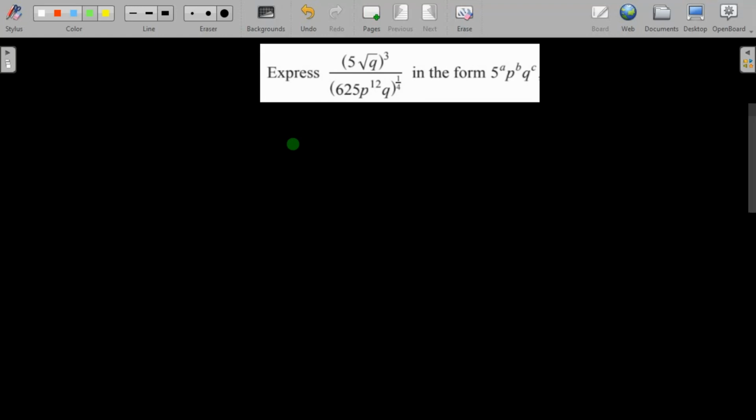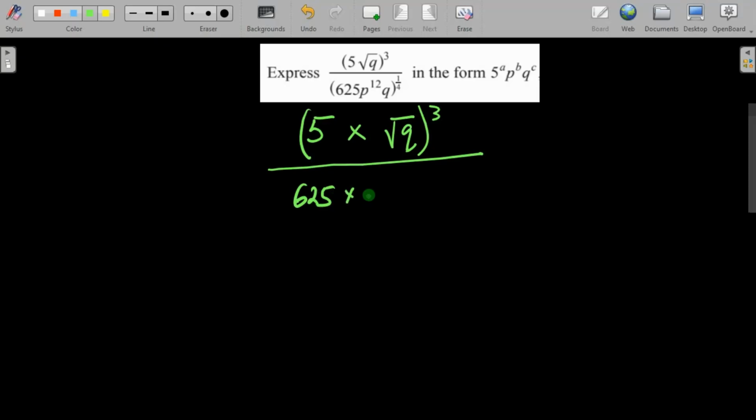Express (5 times the square root of q) all raised to the power 3, divided by (625 p raised to the power 12 q) all to the power 1 over 4, in the form of 5 raised to the power a, p raised to the power b, and q raised to the power c. Okay, first and foremost, let us split this in our understanding. So this numerator here can be written as 5 multiply the square root of q, all to the power of 3. Now divided by 625 multiply p to the power of 12, then q, then everything raised to power 1 over 4.